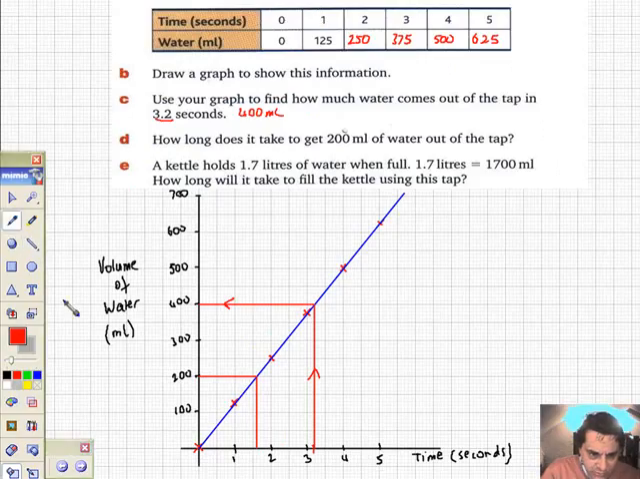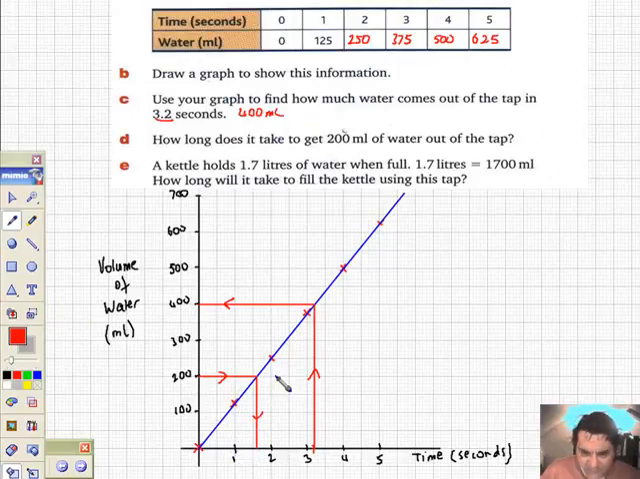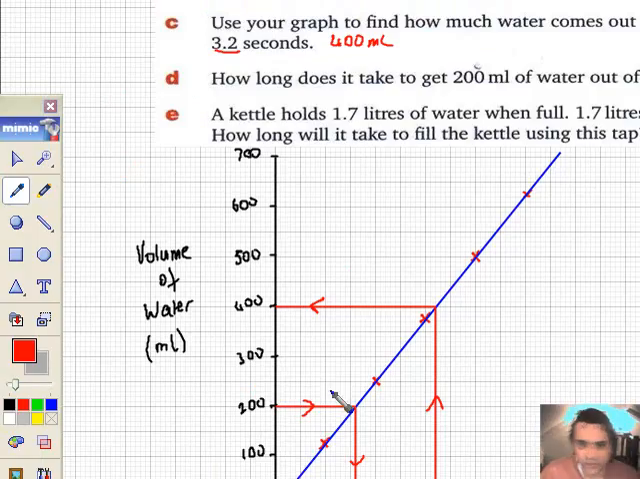Show the examiner what you're doing. You're going, hit my blue line, and then read down. So we've got about 2.6 seconds. Sorry, 1.6 seconds. 1.6 seconds to get 200 millilitres, a small mug worth of water.